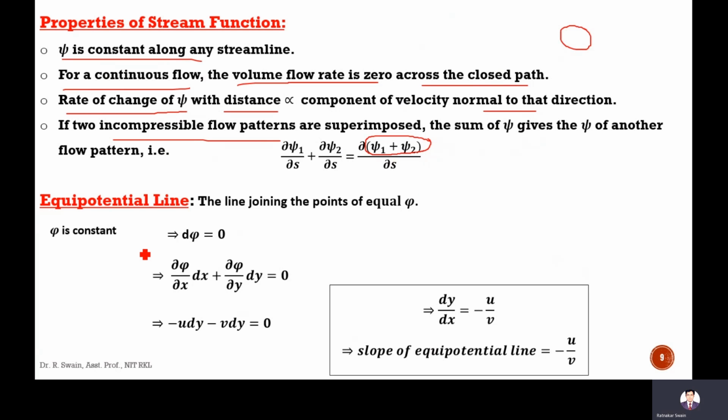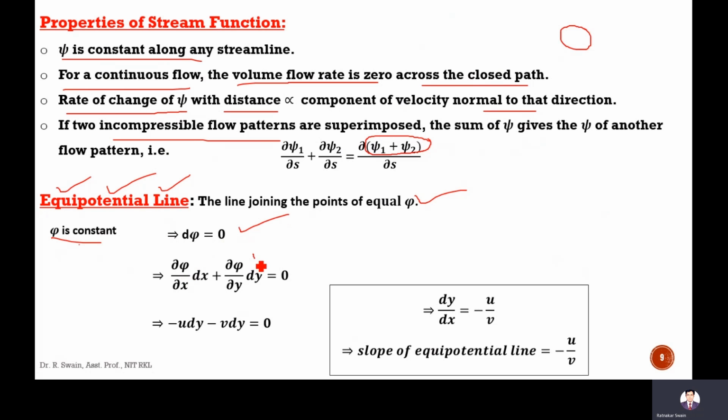Next, we come to the equipotential line. The line joining the points of equal phi, equal velocity potential function. The line joining the points of equal phi, meaning phi is constant, is called the equipotential line. Equipotential means velocity potential function is constant. Phi is constant, or d phi is 0.